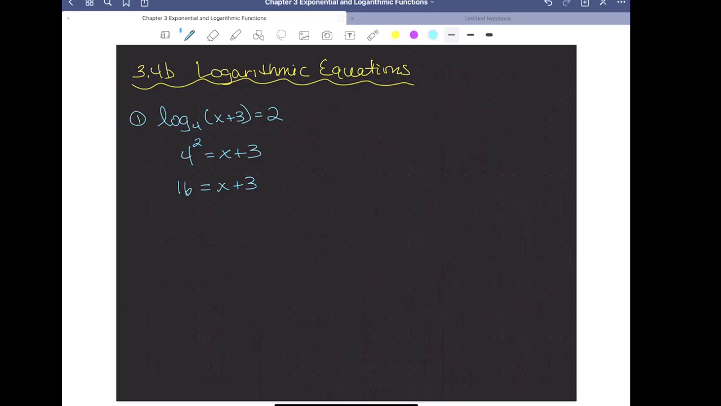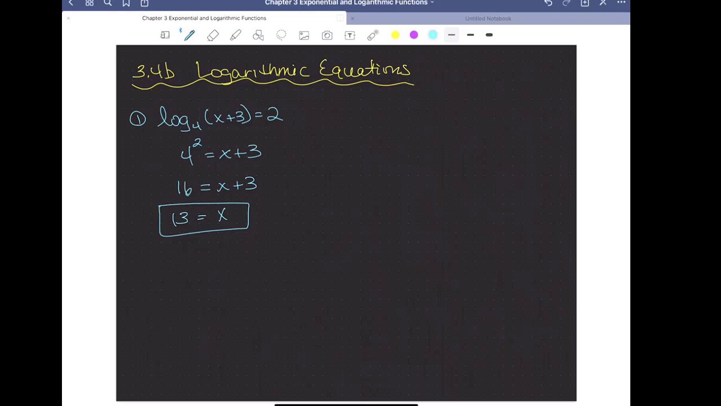Anybody know how to solve it for x? Minus 3 from both sides, right? And what are we going to get? X equals 13. Right? So if they want you to solve a logarithmic equation, the first thing you're always going to do is make it an exponential, right? And then we can work through the algebra.